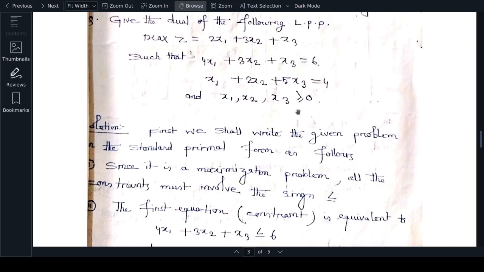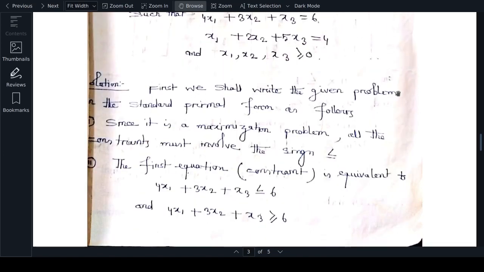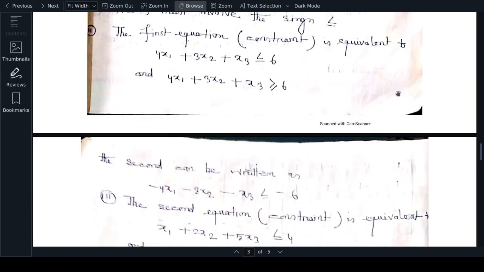So first, what is given? Maximize z equals 2x1 plus 3x2 plus x3. Our problem is a maximization problem, so all constraint signs should be less than or equal to. The constraints must involve the less than or equal to symbol. From the first equation we get two inequalities, and from the second equation we get another two inequalities. Since it is maximization, all constraints should be less than or equal to. Where the greater than symbol is present, we multiply both sides by minus 1.